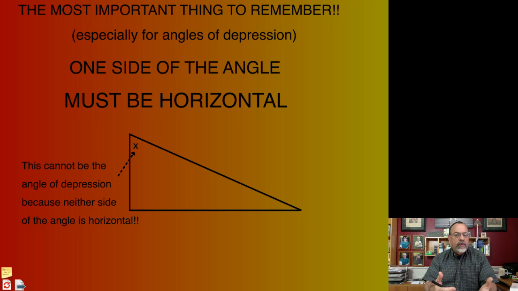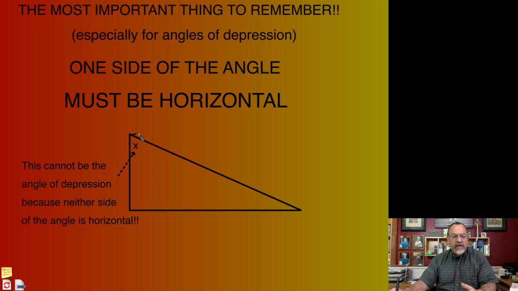We know that we want to make a right triangle, and most students will put the angle of depression inside the right triangle. But the problem here is that if you look at the sides of angle X, this is vertical, this is not, this is your line of sight, neither one of these is horizontal. Therefore, this angle cannot be an angle of depression. And it's very, very important to remember that an angle of depression must have a side that's horizontal. And this is the common mistake.